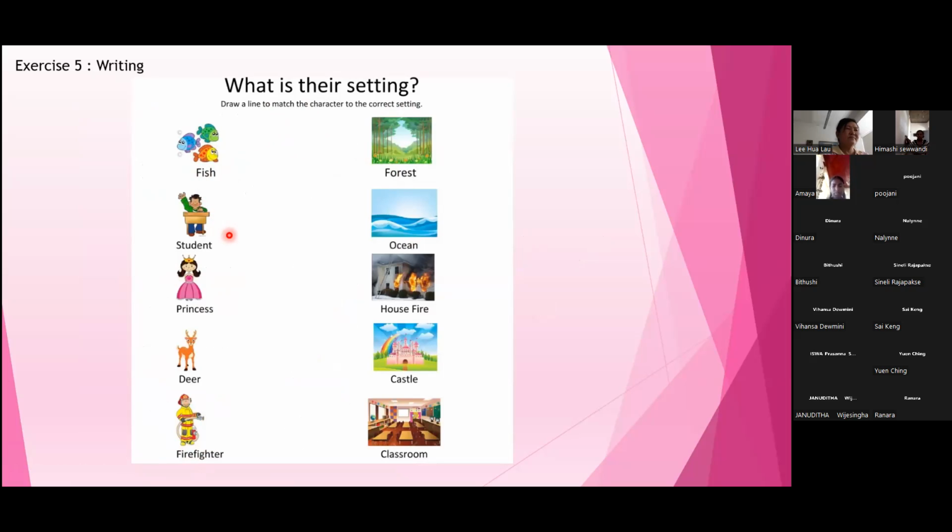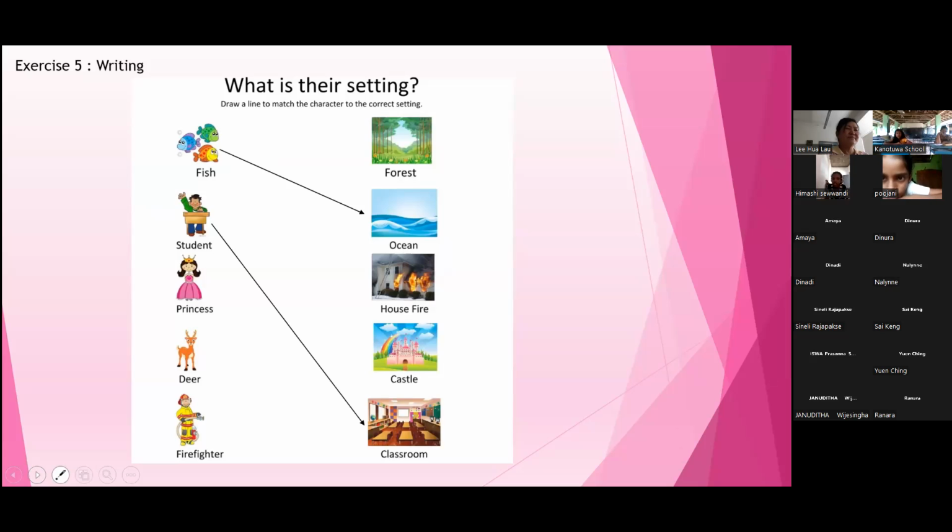So if I am writing a story, or if you are writing stories, and these are your characters, where would your setting be? If a character is a fish, where would your setting be? Ocean, yes. Your setting would most probably be the ocean. All right. Very good. Next. So, student, where would your setting be? Classroom can be one of the settings. Very good. Well done. If you are talking about a princess, where would your setting be?